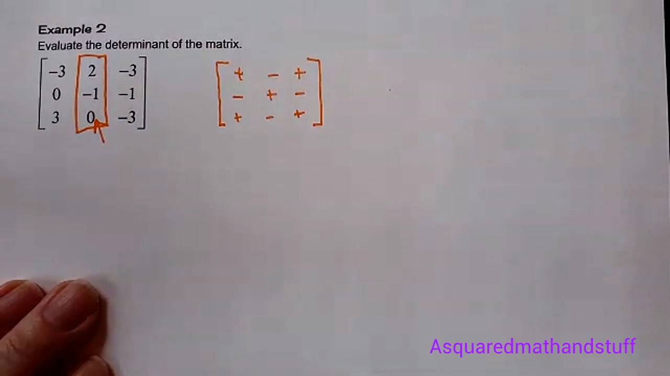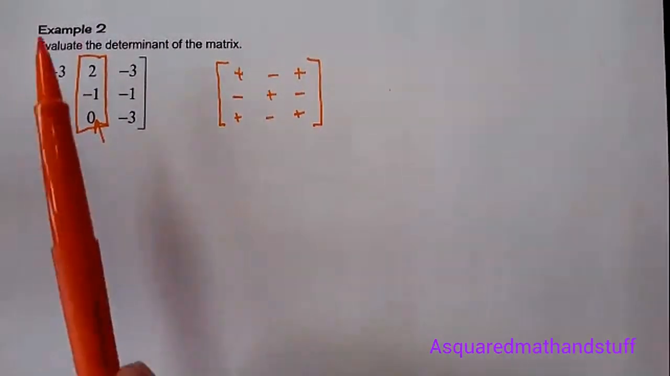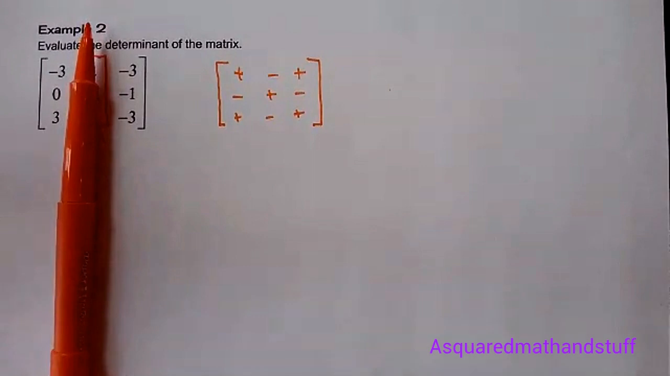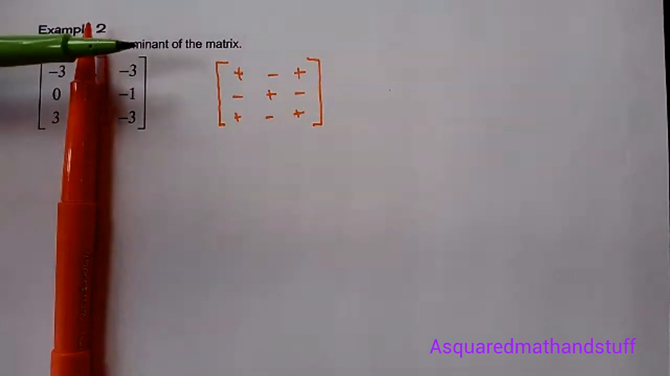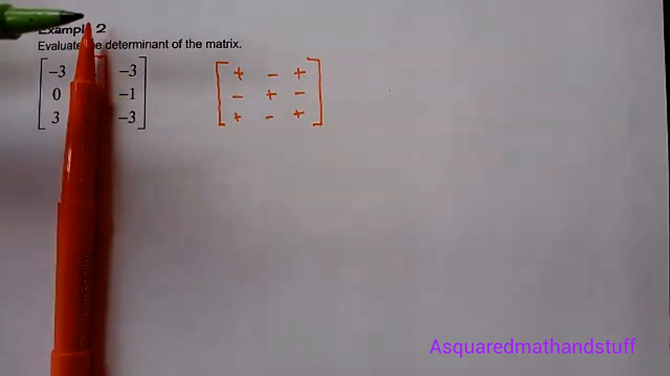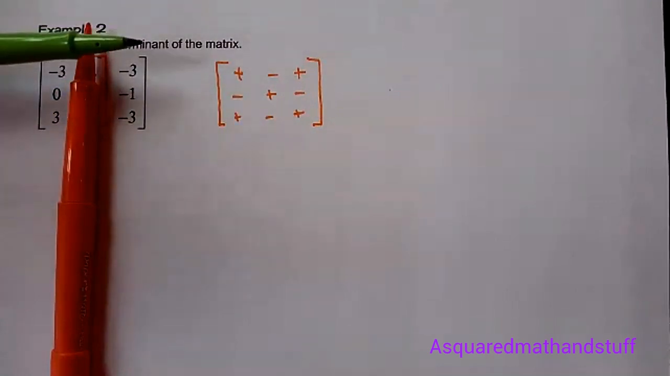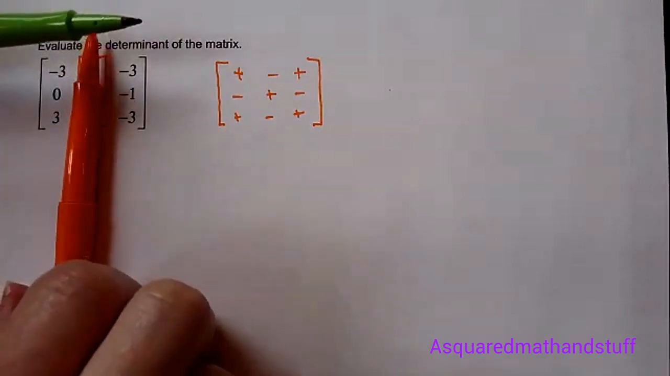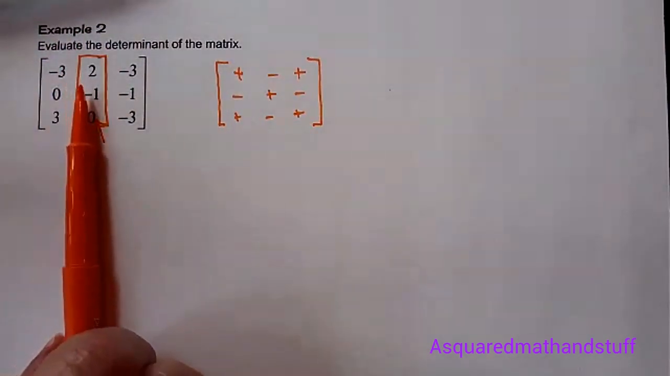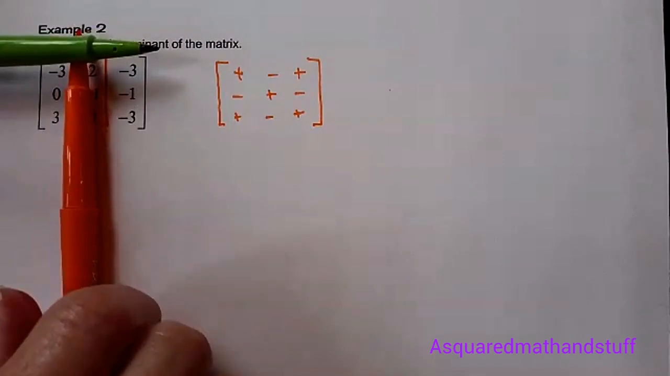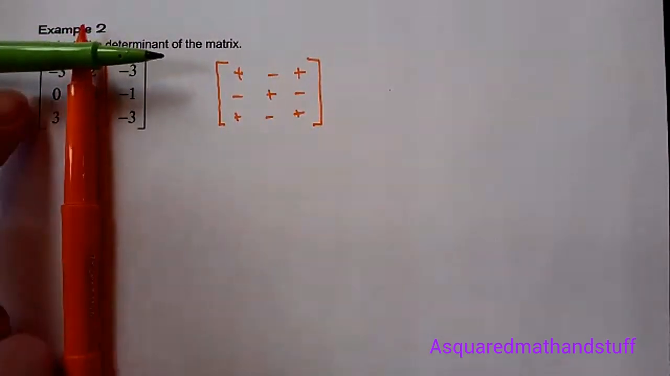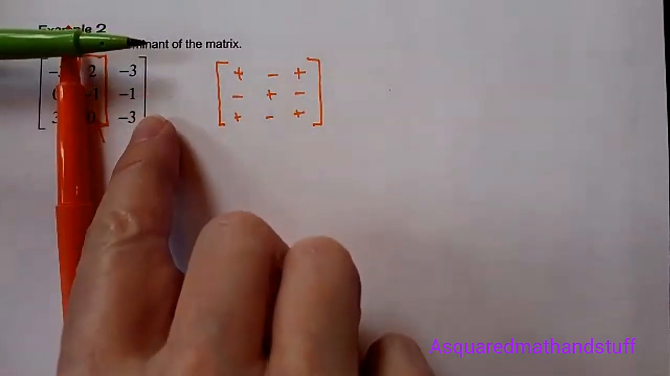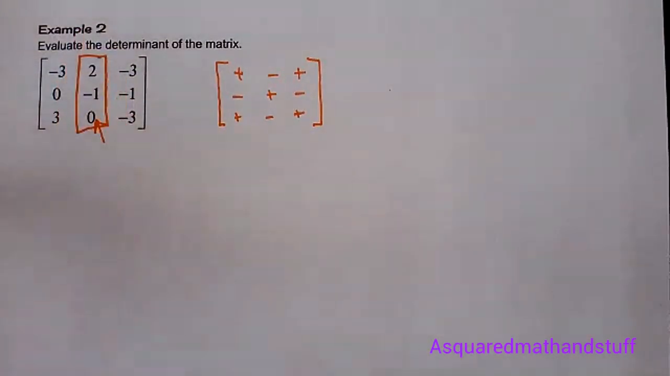And the same process we worked with above. So we cover up column 2, we don't change that. But what we do change this time, we're going to change which rows we're covering up or deleting along the way. So the first row we're going to cover up is row 1. So we will work with the intersection number, which is a 2, and then the determinant of the remaining 4 numbers, which are 0, 3, negative 1, and negative 3.